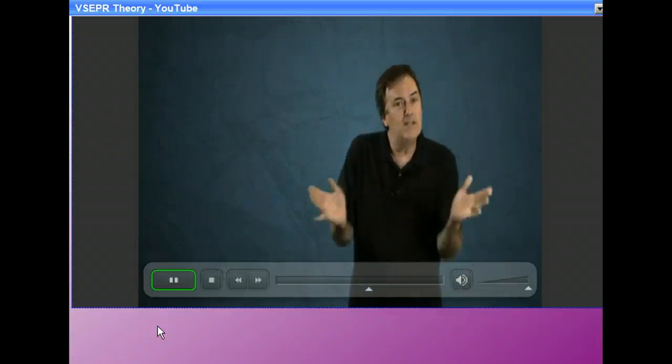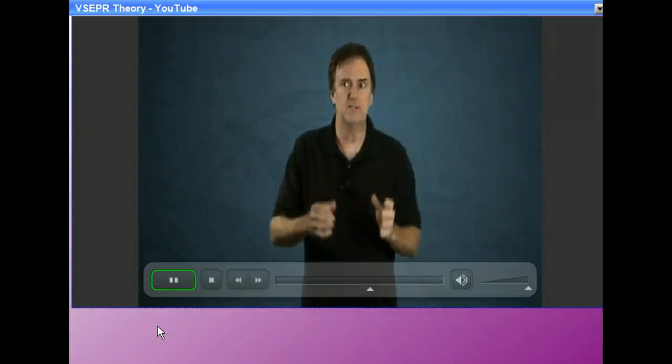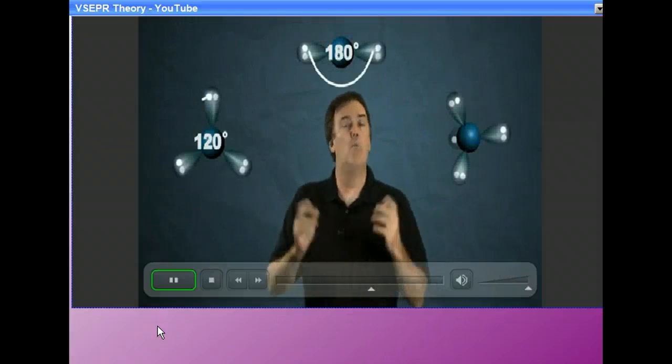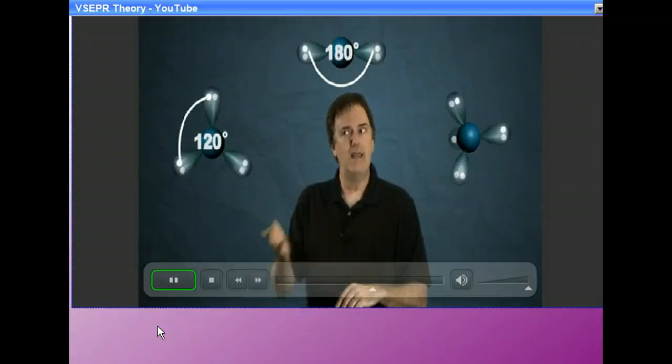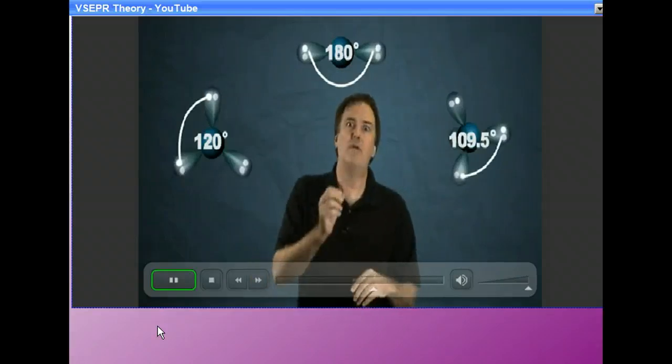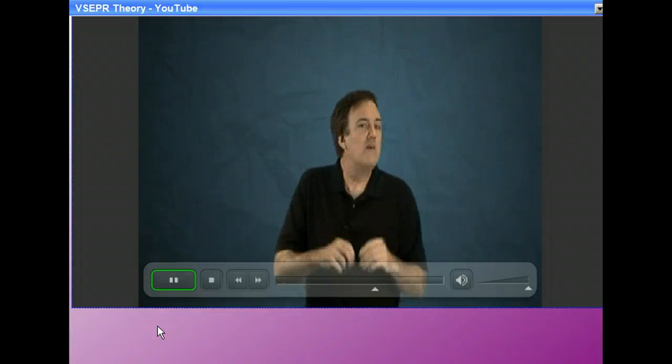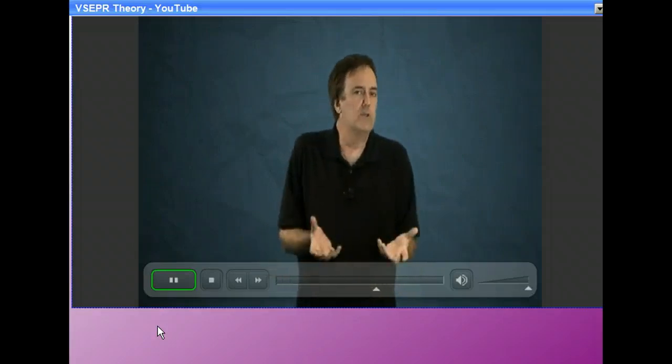So as you can see, the bond angles are getting smaller because we're bringing in more regions. We started at 180 for linear, 120 for trigonal planar. Now we're down to 109.5 for tetrahedral. So that really sums up most of what we will use, especially in organic chemistry.